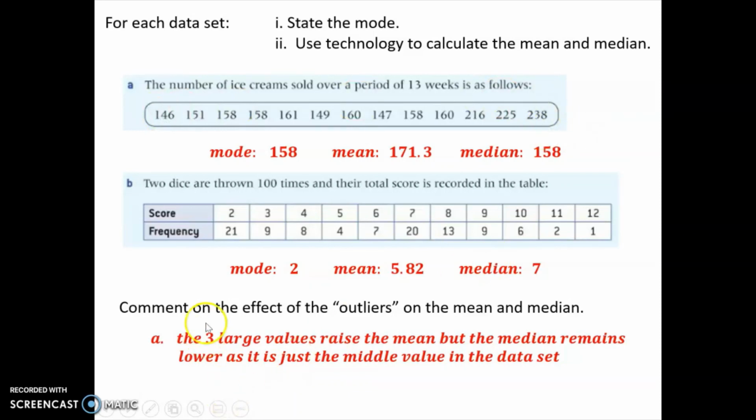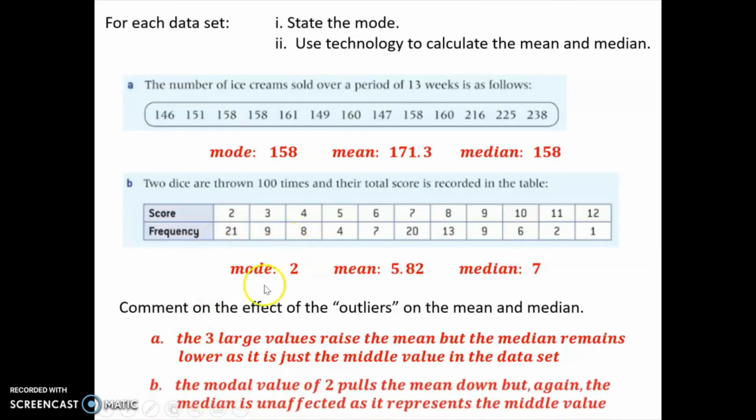All right, so for B, how about for B? For B, we can say the modal value of 2. You can see there's a mode of 2 here. There's many occurrences of 2. And that value pulls down the mean. The average is really affected by that low score there, right? So the average goes down. The mean is 5.82, but the median remains high because there's still many values above there, right? It's still the middle value, whereas this here really affected the mean.